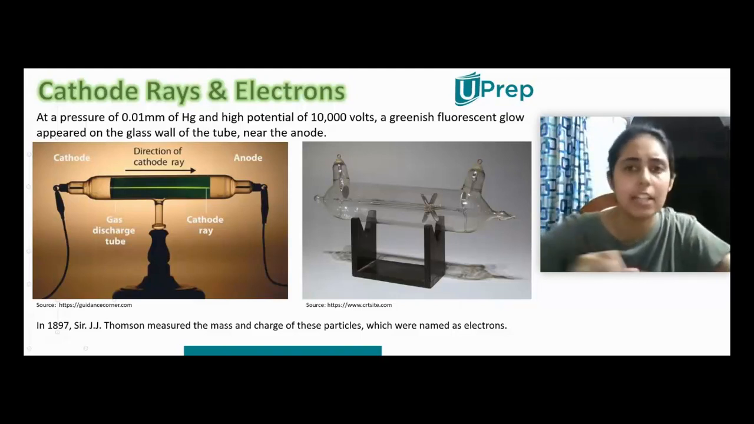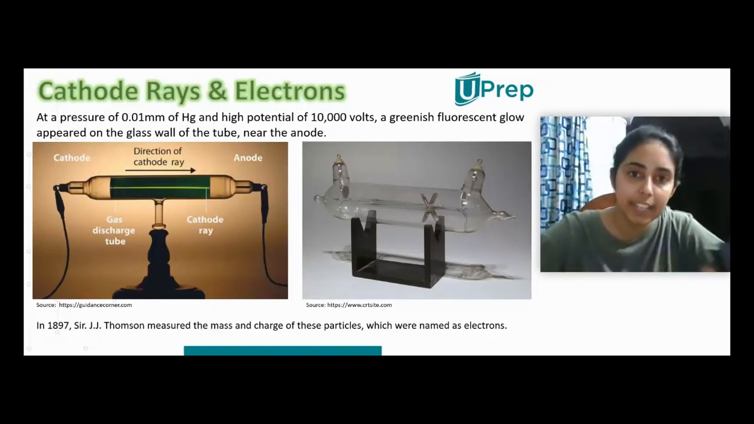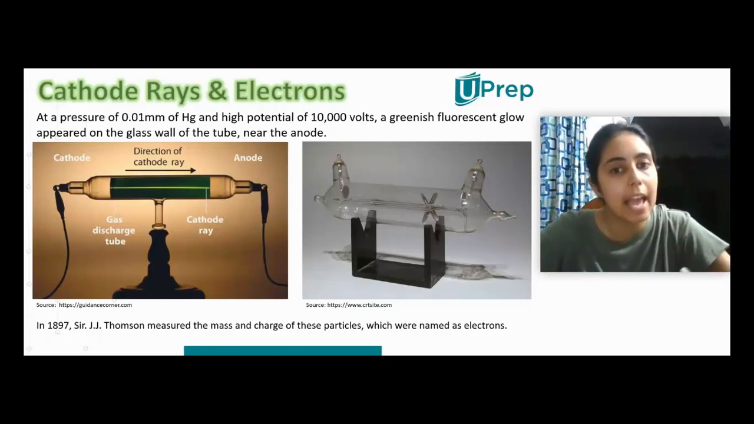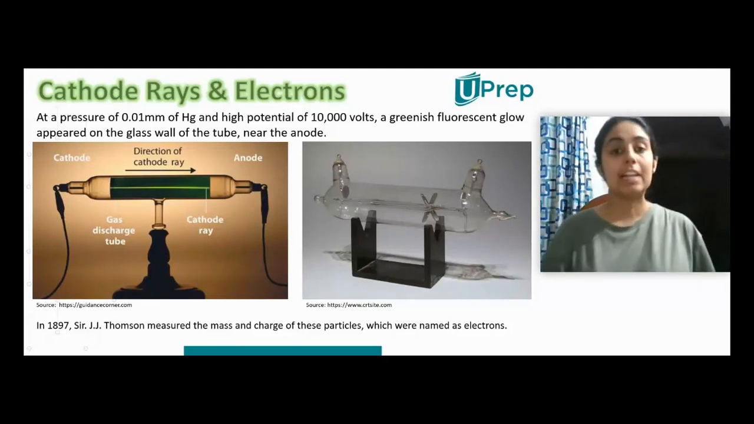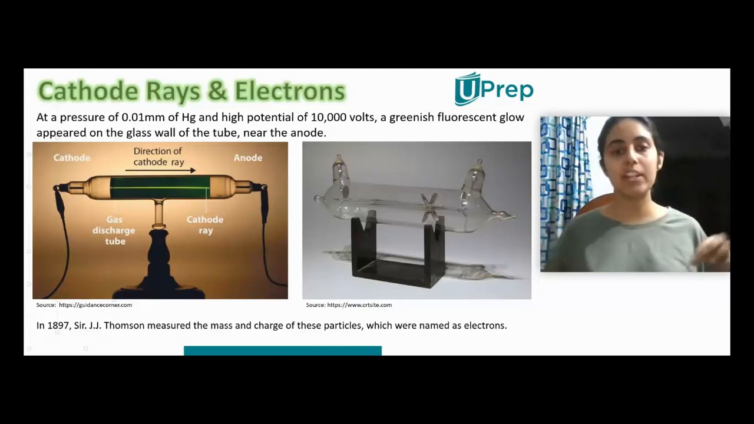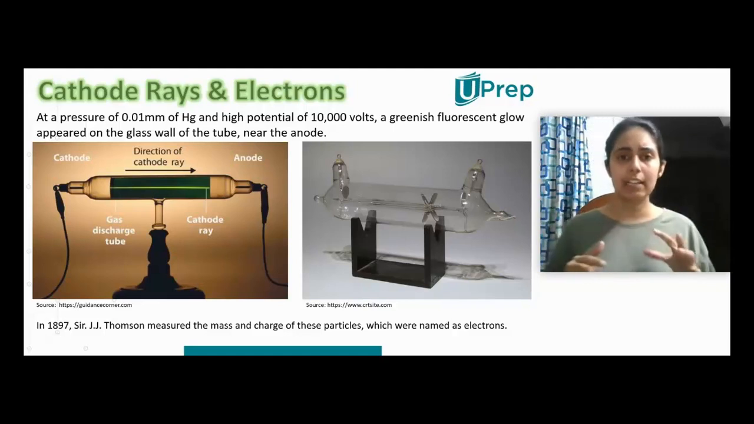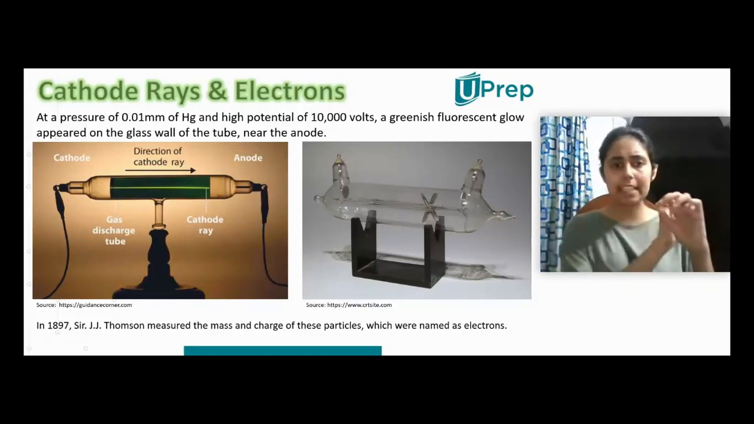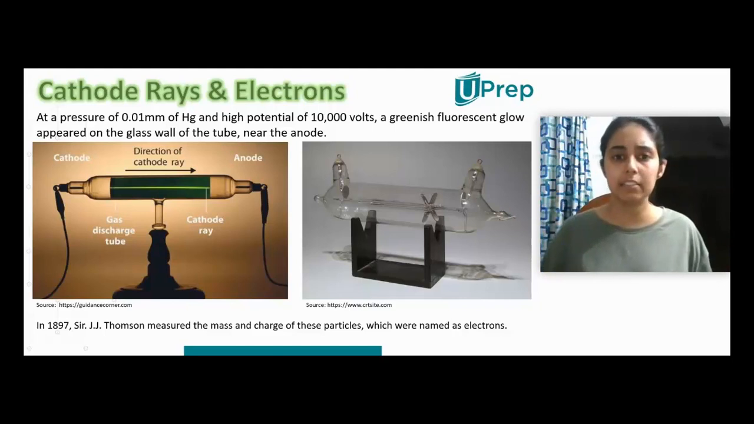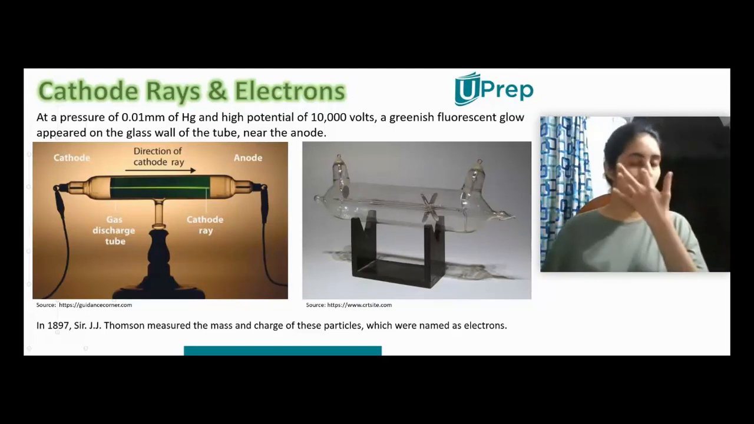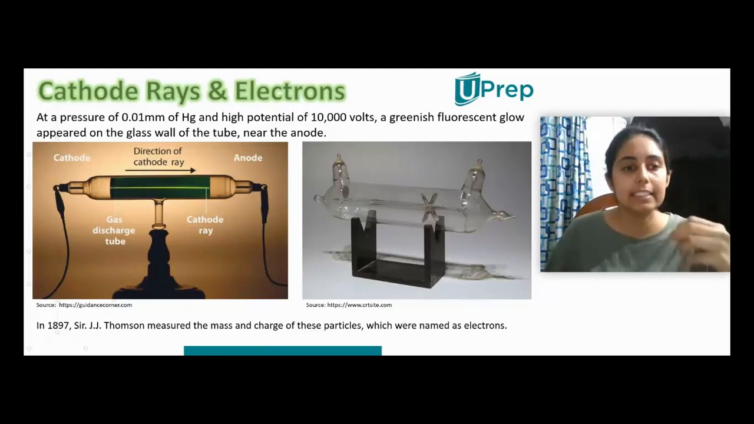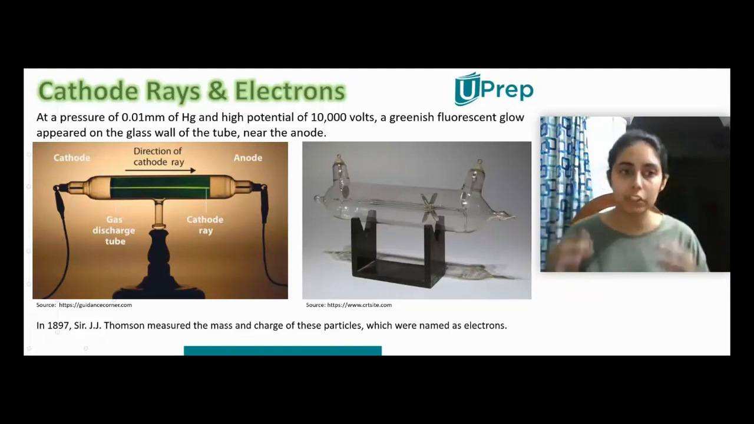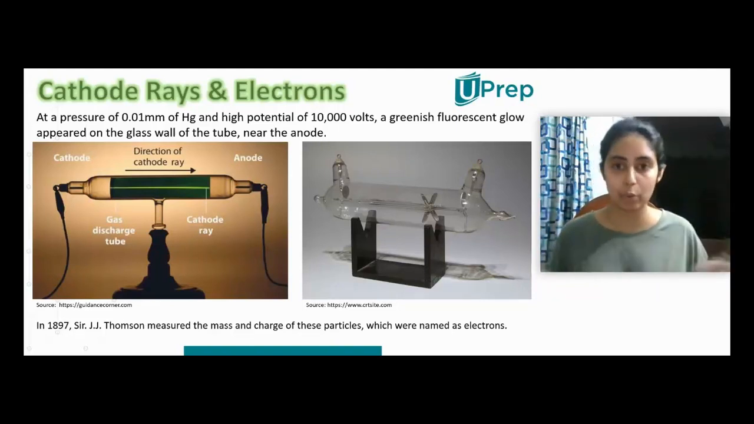And what they've done is that they varied the pressure. So at high pressure, nothing happened. But when the pressure was reduced to 0.01 millimeters of mercury, then we start to notice that there is this green light that is passing through the Crookes tube. So what is this green light? Okay, so this green light is called cathode ray. A bunch of these green lights together is called cathode rays.